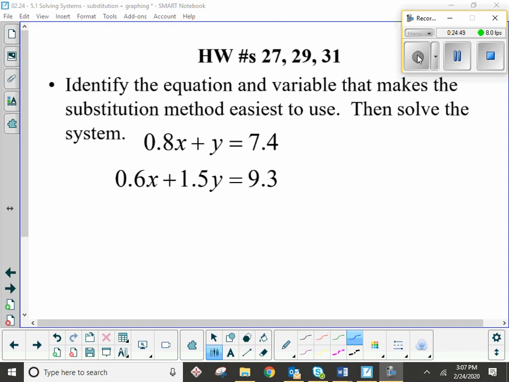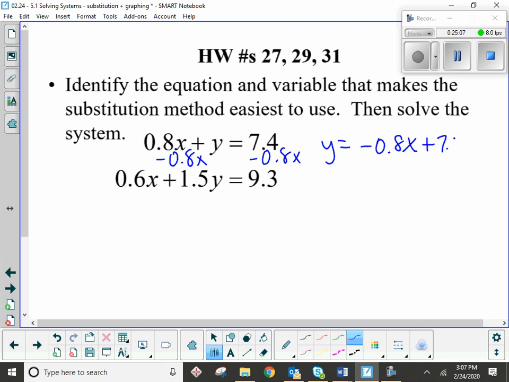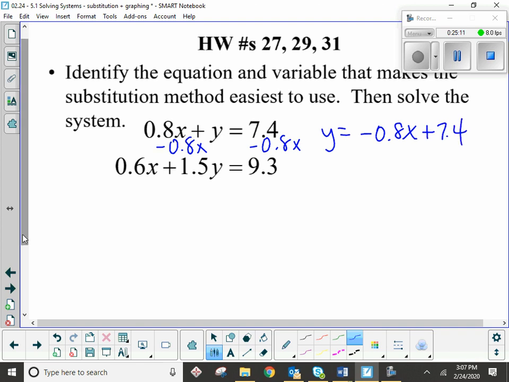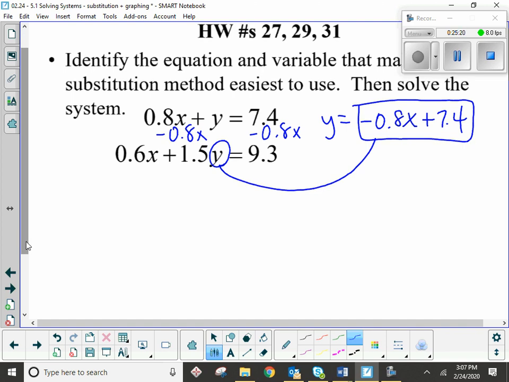Where was the easiest variable for solving? The y in the top one, right? So you subtract 0.8x from both sides, and you have y equals negative 0.8x plus 7.4. You take that and you sub it in for y in the other equation, right there. So now I have this.